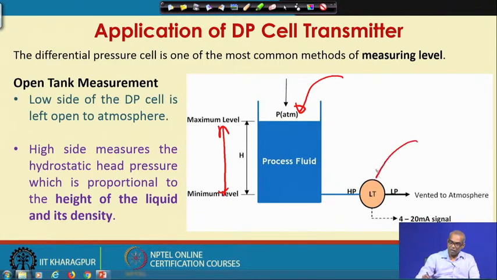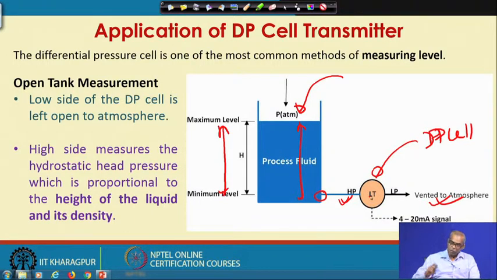We have the DP cell. The high pressure side of the DP cell is connected to the bottom of the tank. That means this much of hydrostatic head is being fed to the DP cell from the high pressure side. The low pressure side is left open to atmosphere.